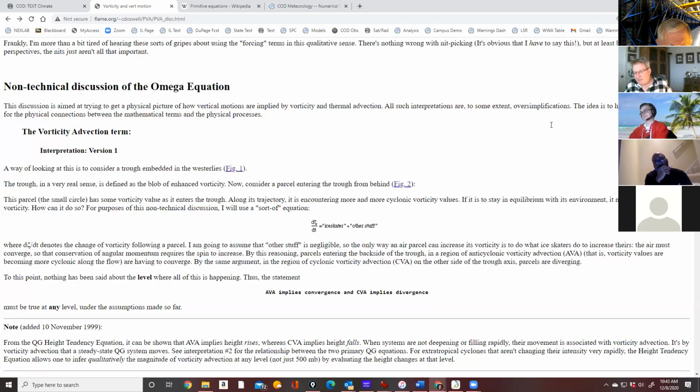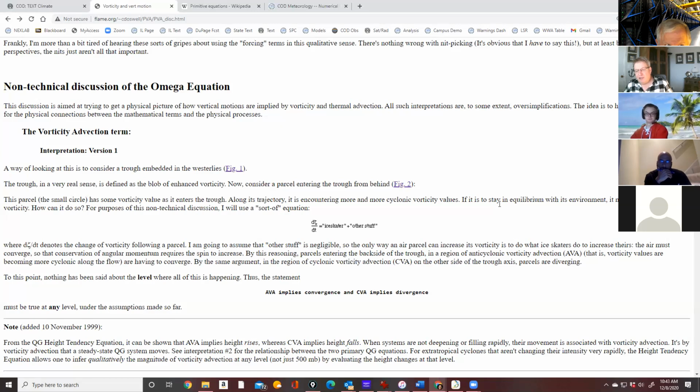And what that means is it has some vorticity as it enters the trough. Along its trajectory, it's going to spin faster. To stay in equilibrium with its environment, it must increase its vorticity. In other words, that parcel has to spin faster in the trough. How does it do so? Well, the change in vorticity over time is the ice skater and other stuff. So to spin faster, changing its vorticity, I'm going to assume the other stuff is negligible.